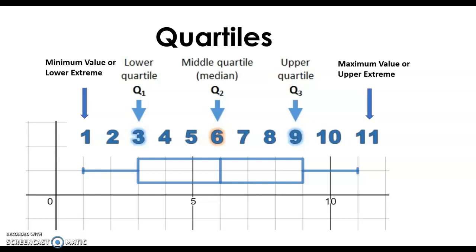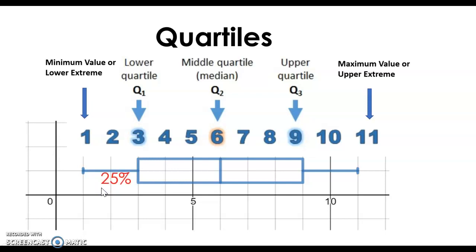Today we're going to be learning about quartiles. Quartiles separate data into 4 equal parts, where Q1 represents the middle of the lower half of the data. Q2 represents the middle of the data, also known as the median. And Q3 represents the middle of the upper half of the data. Within each of the quartiles lie 25% of the data.